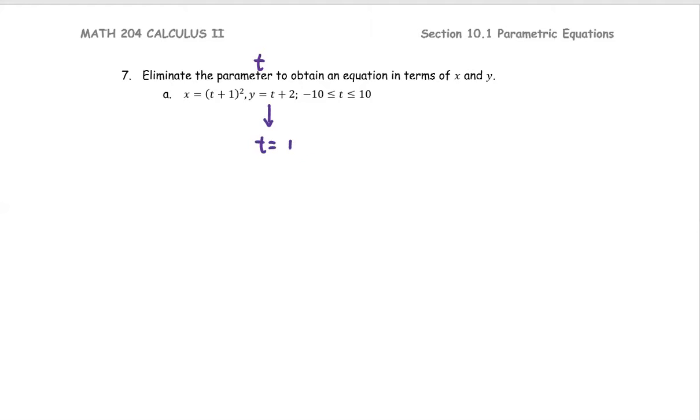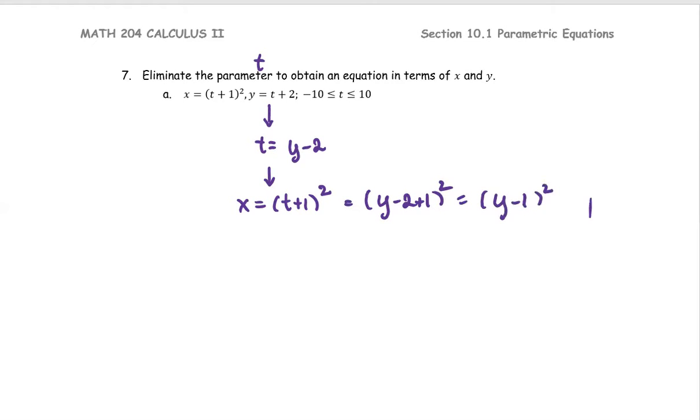This is the algebraic expression, so it's easier to work on y equals t plus 2 by solving for t. So we get t equals y minus 2, and then substitute into x equals the quantity t plus 1 squared, where t is y minus 2. We get y minus 2 plus 1 to the power 2, and result in y minus 1 squared. And this is the parabola that opens to the right in this way.